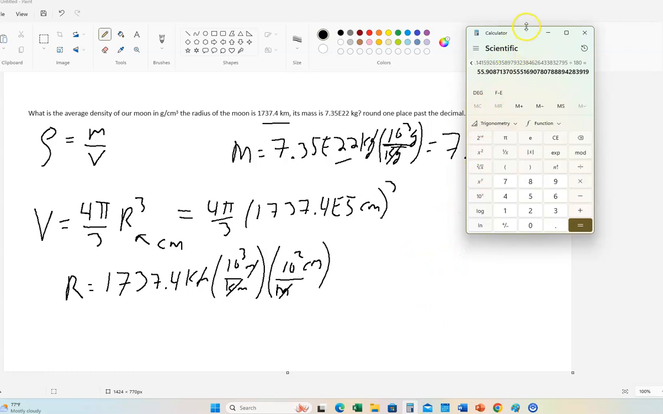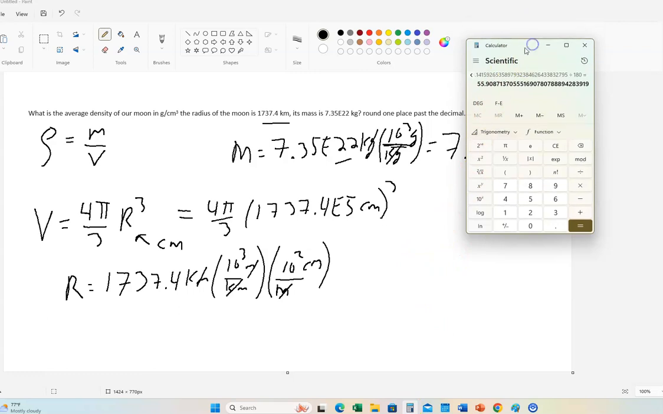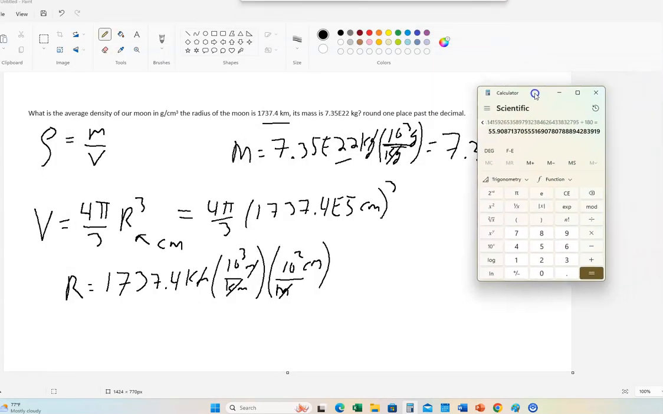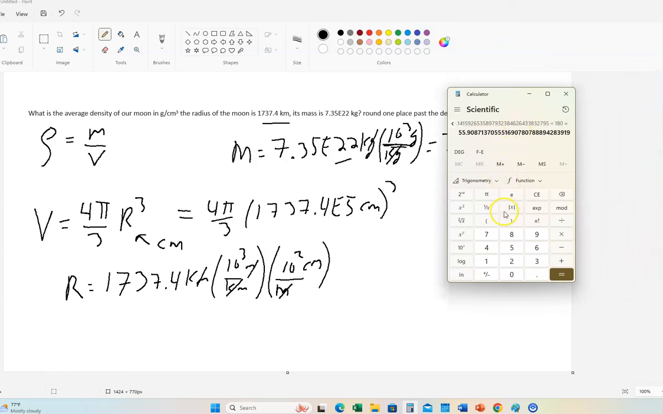Let me move this down just a little bit. Oops, not like that. Anyhow, here, we'll move it. Oh, goodness, not like that. Sorry. All right, so here we go.